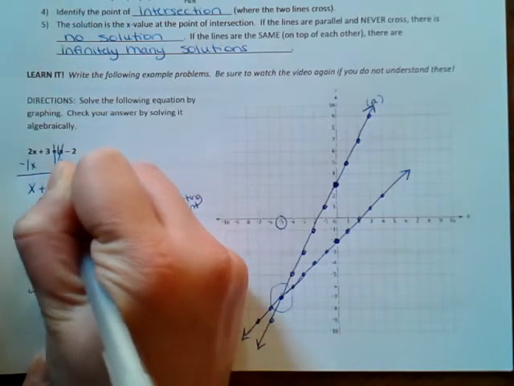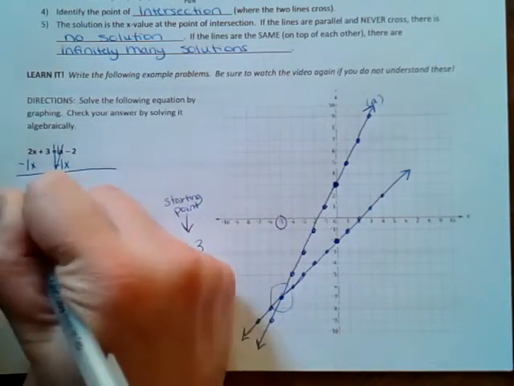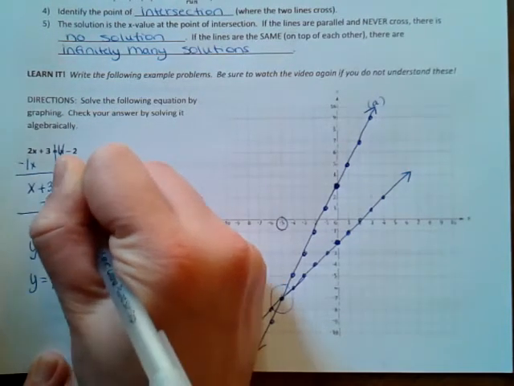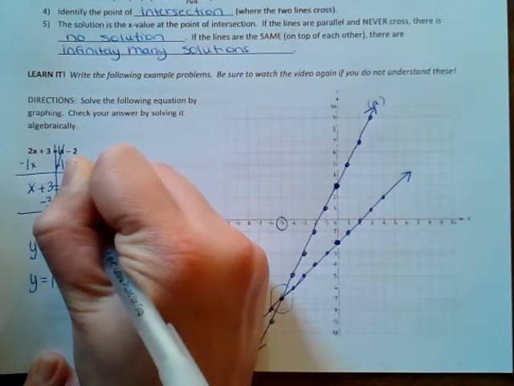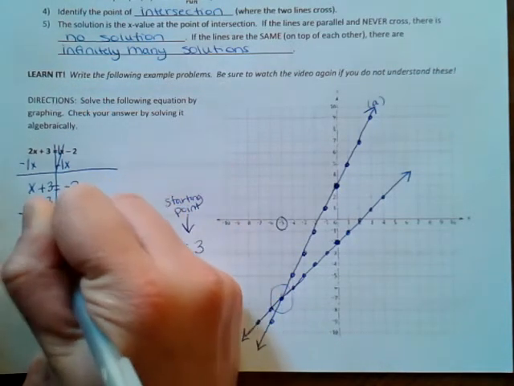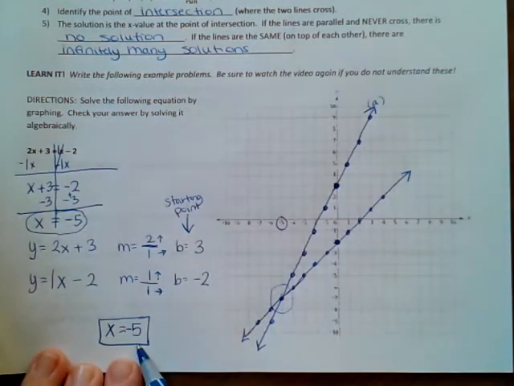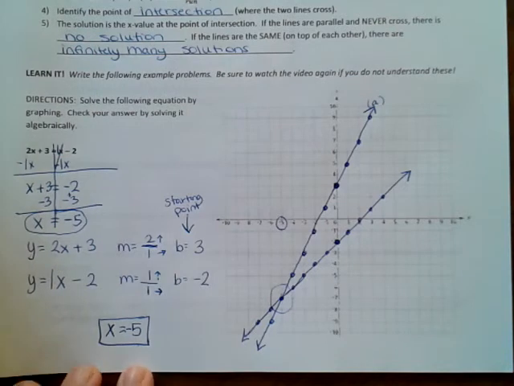Plus 3 equals -2. Then I subtract 3 on both sides. -2 minus 3, or -2 plus a -3, is going to give me -5. X equals -5. Well, that's exactly what I found when I graphed it. Now it's time for you to practice.